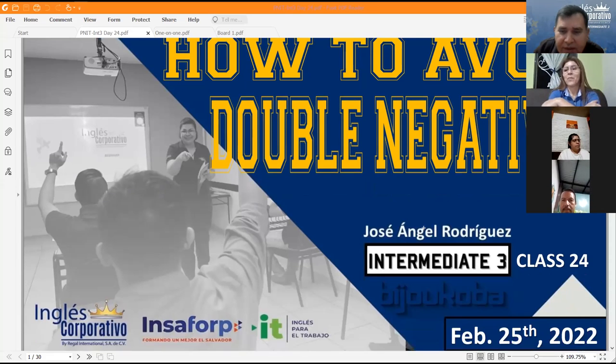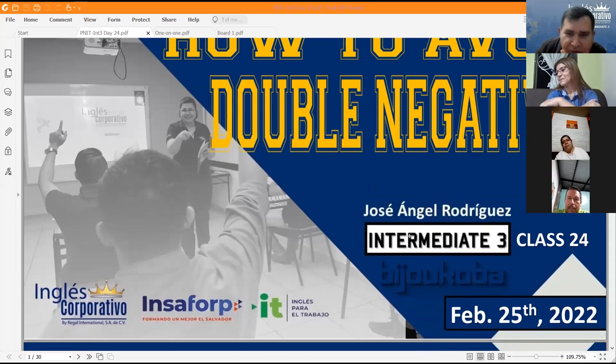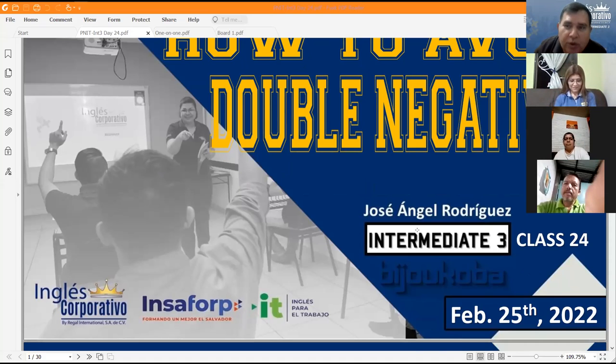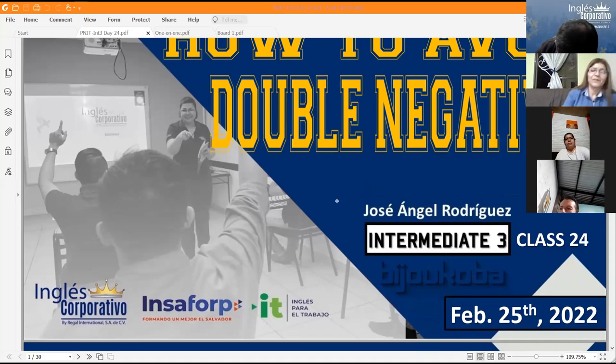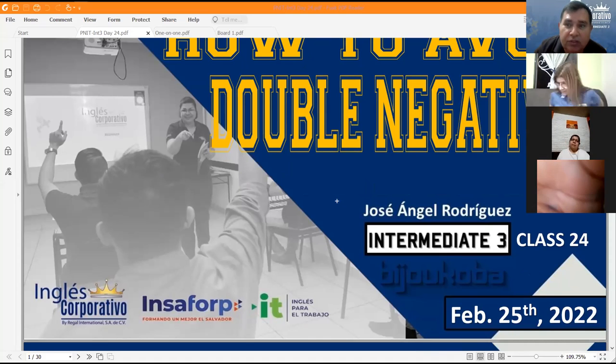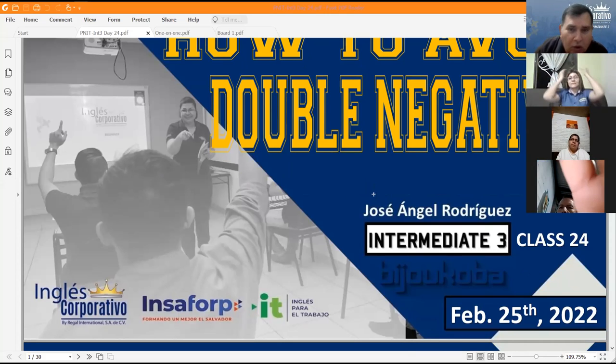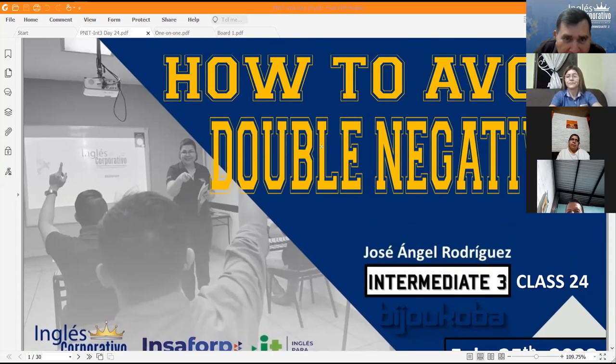Good evening, everyone. Today is February 25th. This is class 24. We have our last class on Monday, and on Monday we also have the satisfaction survey, right? So that's going to be the idea. All right. So the topic tonight is how to avoid double negatives.